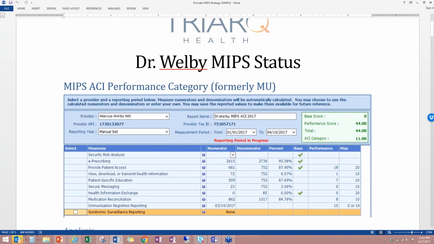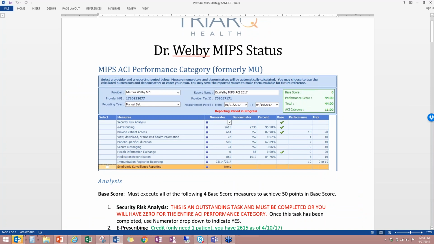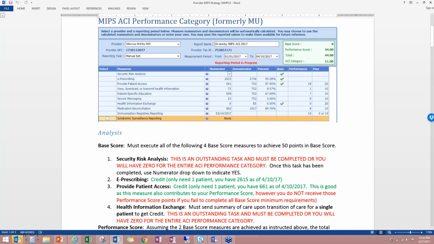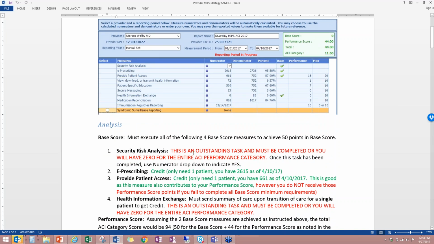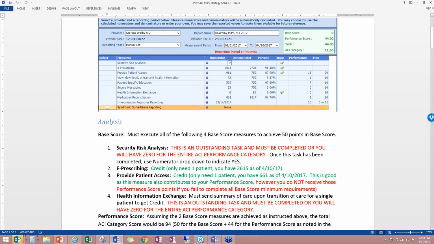So you guys are getting used to looking at this dashboard. I'm going to make this a little bit smaller so I can show. What we like to do is meet with you and then follow up with some documentation that you can save and reference at a later time. Basically, we're giving you an analysis of where you are with your ACI dashboard. Great emphasis on this whole base score. Here are the things you're outstanding for, your security risk analysis and your health information exchange. Let's make sure that you execute on those two measures so you can get your full 50 base score.